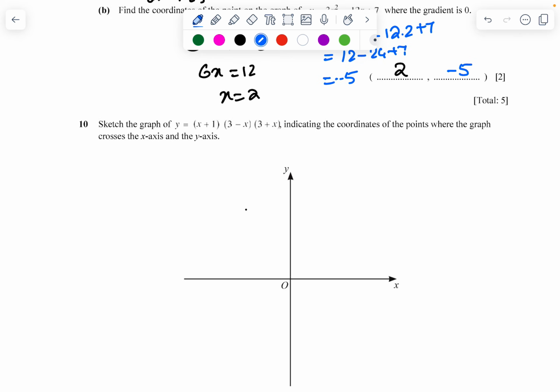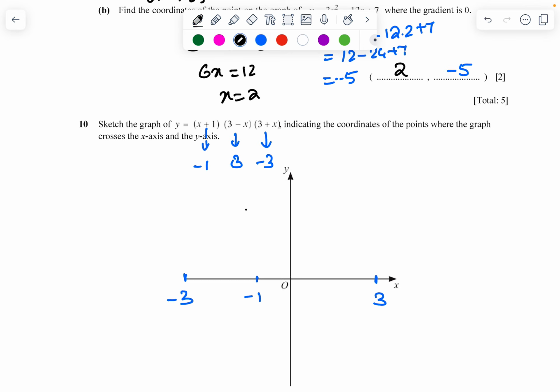Sketch the graph of x plus 1, 3 minus x, and 3 plus x. So what are the points of intersection with the graph? Minus 1, then again minus 3. Because this is minus 1, this is 3, and this is minus 3. And again at 3. These are the graphs. Now, how should I know? Substitute any point between minus 1 and 3. So let us substitute 0.